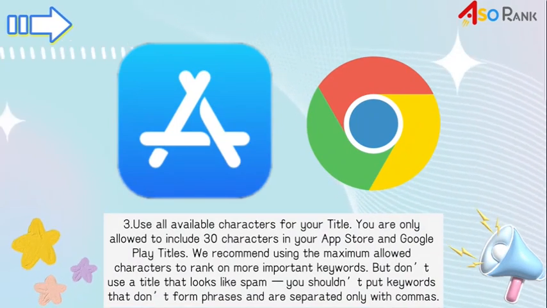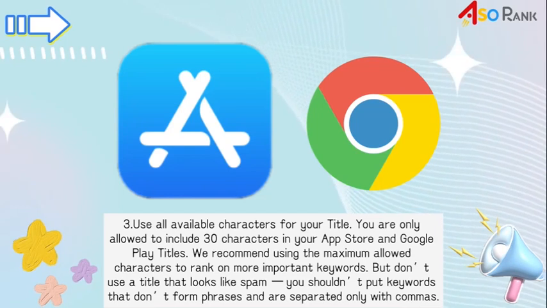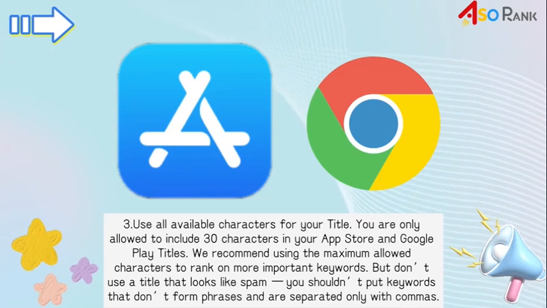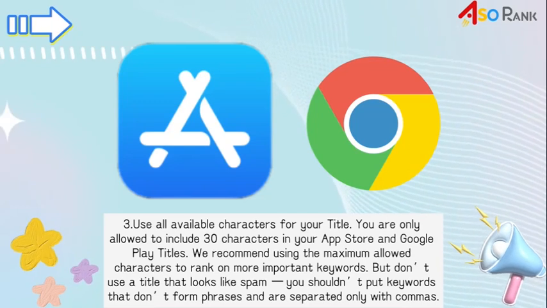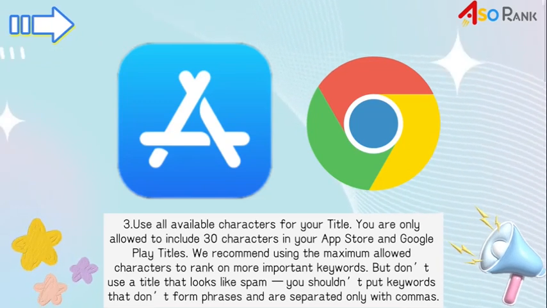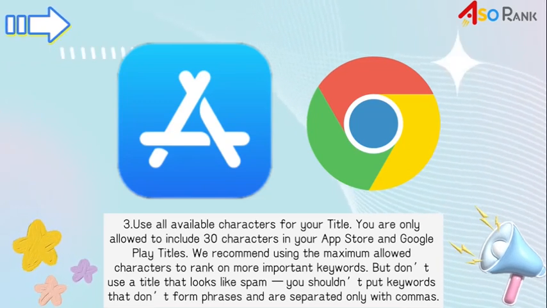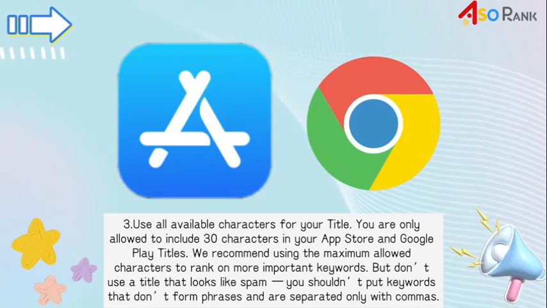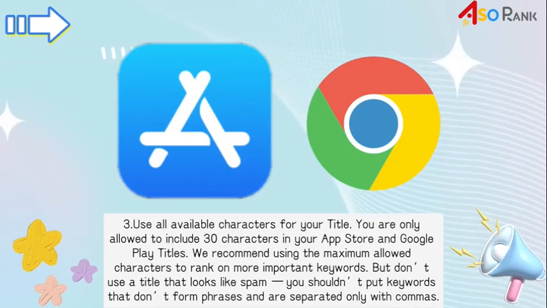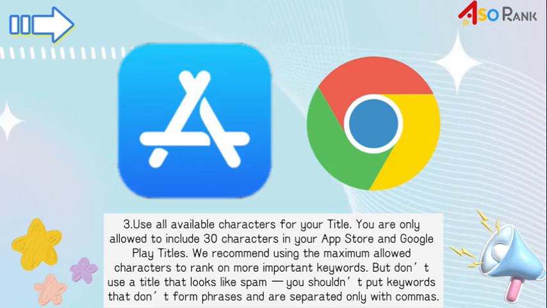3. Use all available characters for your title. You are only allowed to include 30 characters in your App Store and Google Play titles. We recommend using the maximum allowed characters to rank on more important keywords, but don't use a title that looks like spam. You shouldn't put keywords that don't form phrases and are separated only with commas.